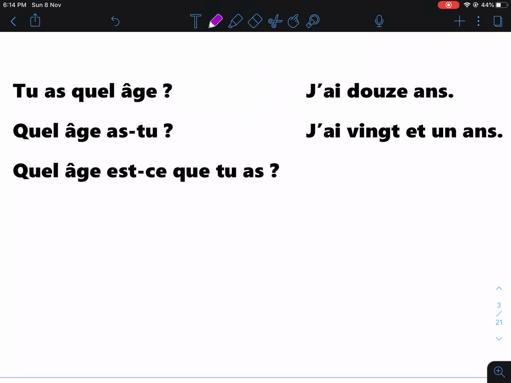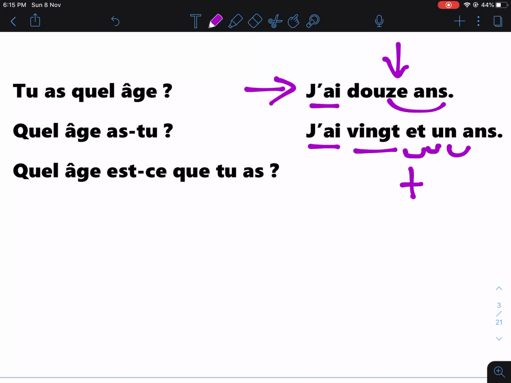Okay, so let's look at the answers. So you have the first one, j'ai 12 ans. There's a link there. J'ai 21 ans. Alright? I repeat that again. There's a liaison there. J'ai 21 ans. Okay, so how old are you? I am 12 years old and I am 21 years old.